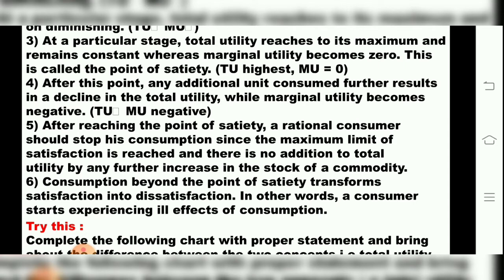Then the sixth point tells us, consumption beyond the point of satiety transforms satisfaction into dissatisfaction. In other words, a consumer starts experiencing ill effects of consumption. Now see, when the consumer has reached satisfaction, he is happy with whatever he has purchased, then he will not be willing to buy any other commodity because it will lead to dissatisfaction. In other words, when a consumer starts experiencing ill effects, it means the more he consumes, even though he is happy, ill effects will start.